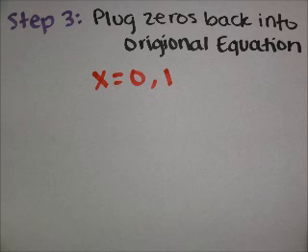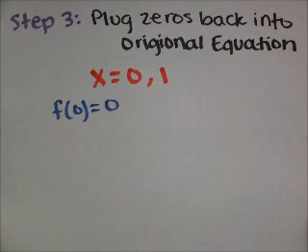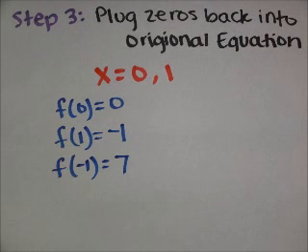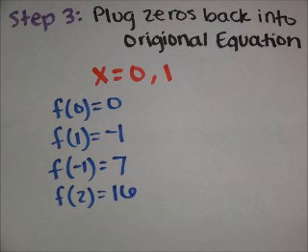f of 0 equals 0, f of 1 equals -1, f of -1 equals 7, and f of 2 equals 16. By looking at your graph, you know that your absolute maximum is y equals 16, and your absolute minimum is y equals -1.